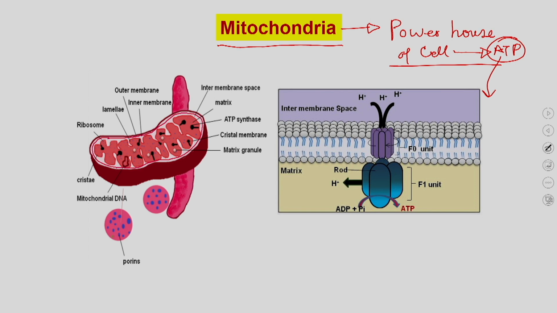Mitochondria is a very complex structure. It contains an outer membrane and an inner membrane. The inner membrane is folded in the form of cristae, and in this cristae you have the ATP synthase, which is the enzyme required for ATP synthesis, and the ultimate electron transport component is called the ATP synthase, and that ATP synthase is important for generating the ATP.